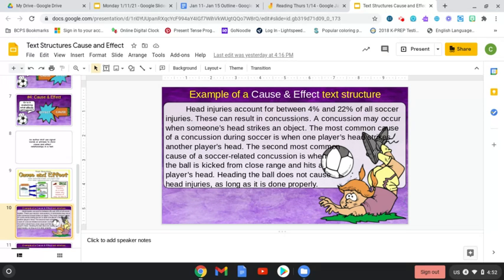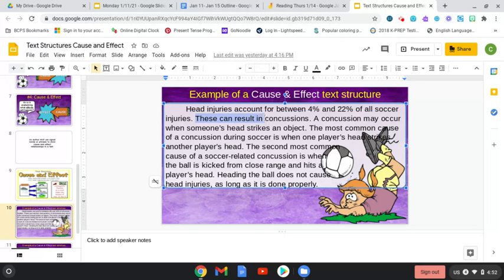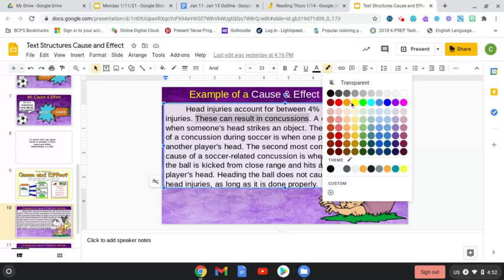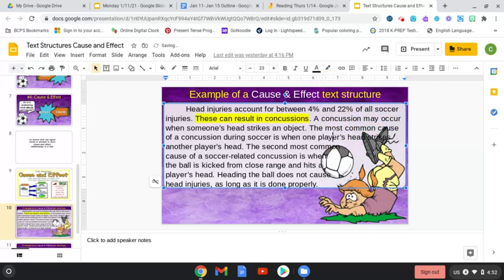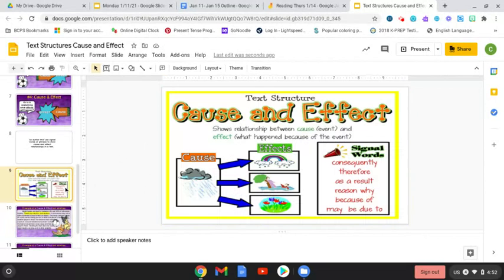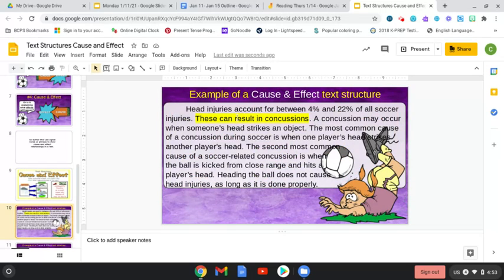Now, I'm thinking to myself, I can see here that it says these can result in concussions. To me, that's a cause and effect signal. And it's an example because I know that the concussion, which is a head injury, happens after somebody gets hurt playing soccer. Now, if you look here, the signal word says as a result, and we do have that word result there.